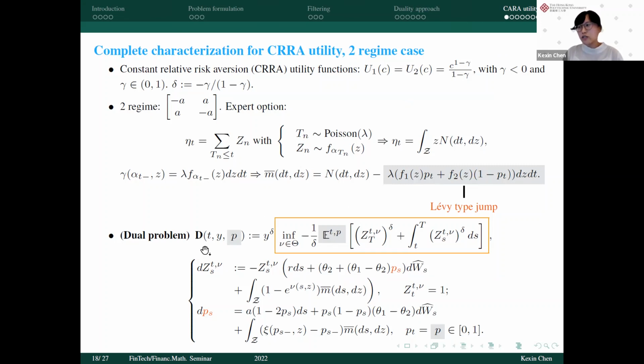Under this setting, the dual problem will take this form. We emphasize that the dual value function depends on the initial guess of the filter process, that is the P. And due to the duality-type jump, it will also change the probability measure inside of the expectation. We also remark that under the constant relative risk aversion utility functions, this y can be separated out of the objective function. So the dual problem solely consists of this part.